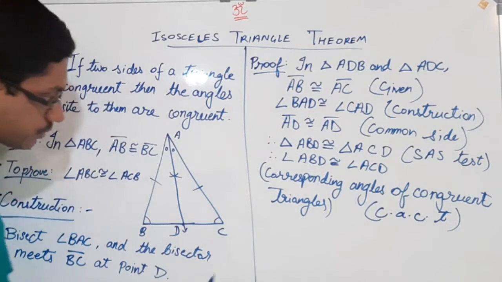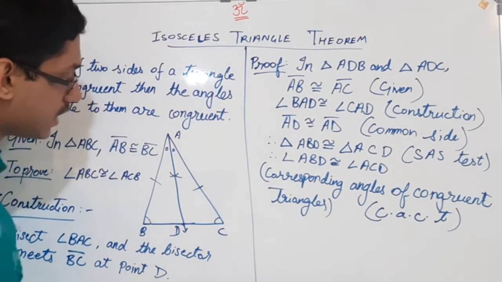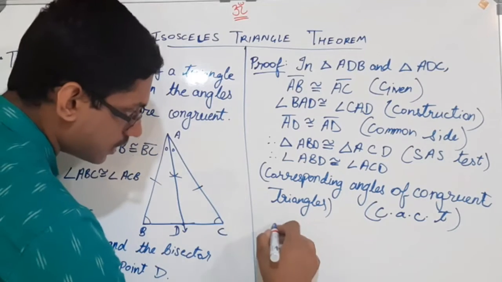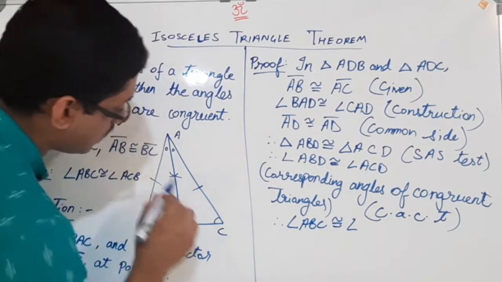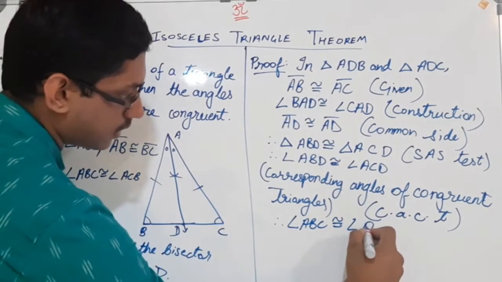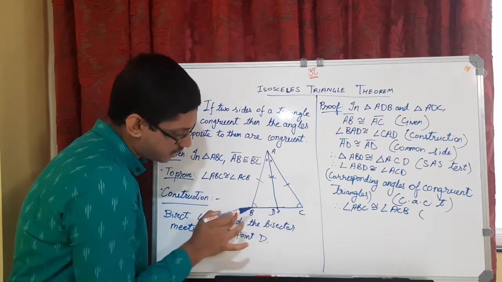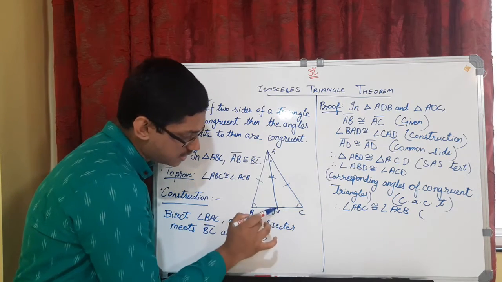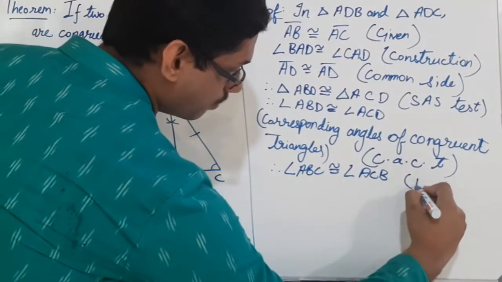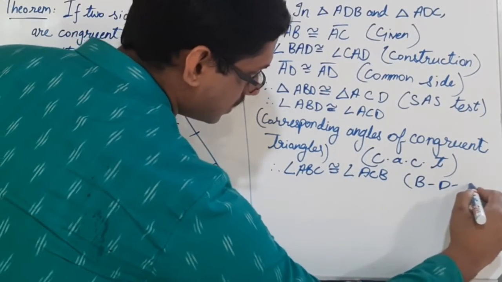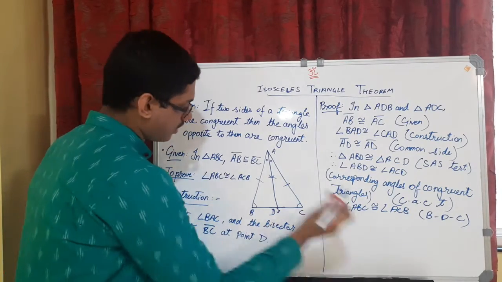Now see, what you have to write is angle ABD is ACD. Now you can write angle ABC. Therefore, angle ABC is congruent to angle ACB. See how to mention this reason now. B, next to it is D, next to it is C, all in a single line. So you can write it like this, BDC. All right, so we got this.